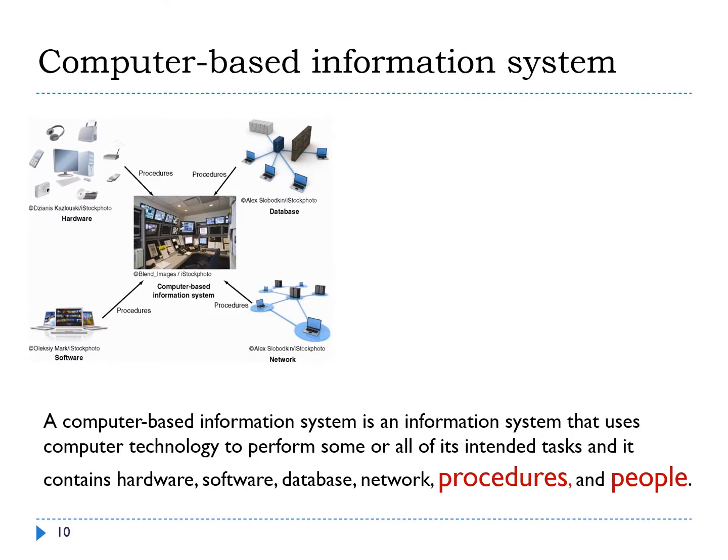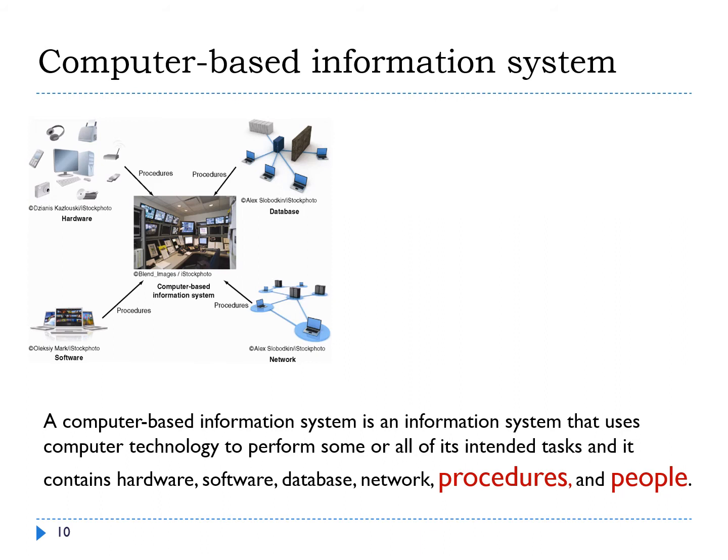Now we come to the definition of a computer-based information system. Basically, a computer-based information system is using computers to process data. A computer-based information system is an information system that uses computer technology to perform some or all of its intended tasks, and it contains hardware, software, database, network, procedures, and people.